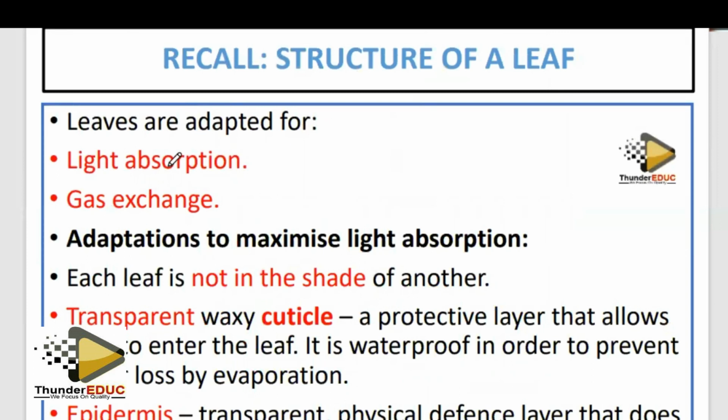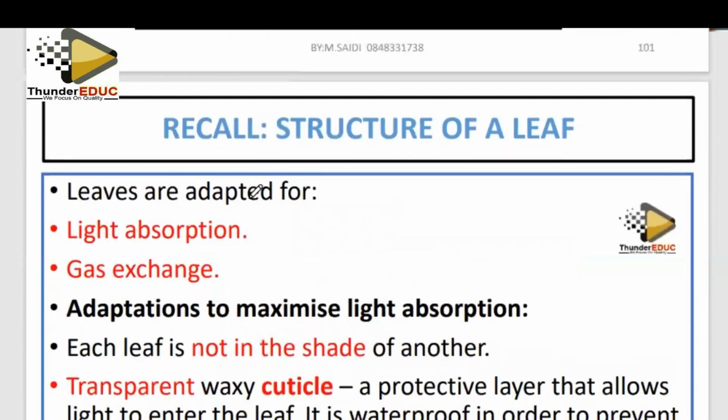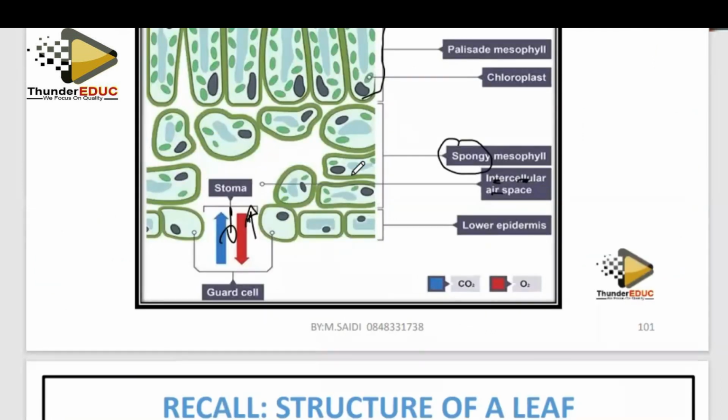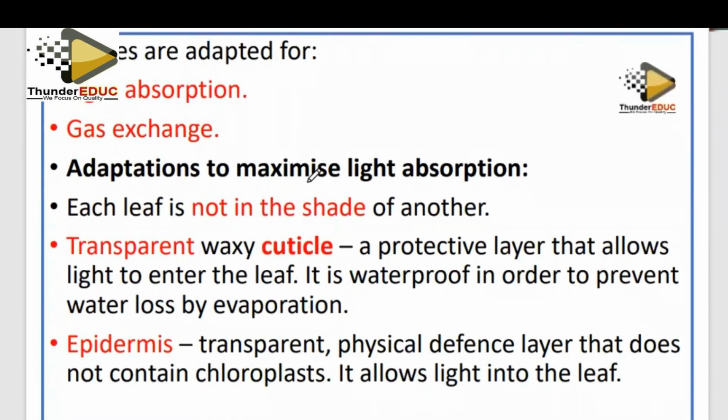So let's do a small recall about this leaf, because this is grade 10 work. Leaves are adapted for light absorption and also gaseous exchange. In other words, the upper part of the leaf is responsible for trapping maximum light, while the lower part of the leaf is responsible for trapping gases. In this case, we are looking for carbon dioxide, because carbon dioxide is needed in the process of photosynthesis.